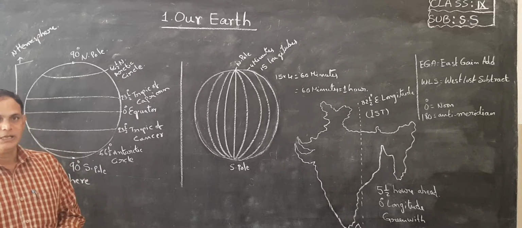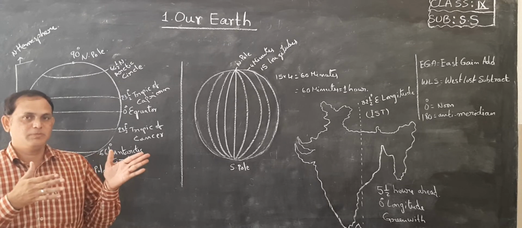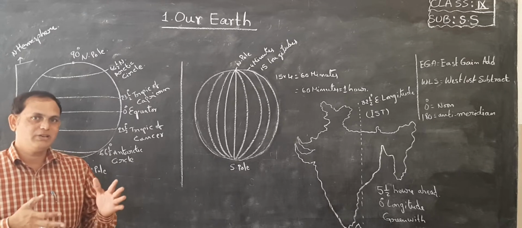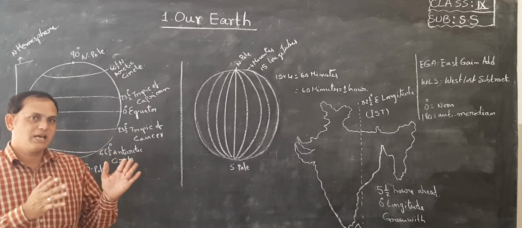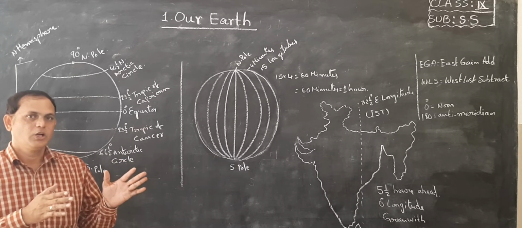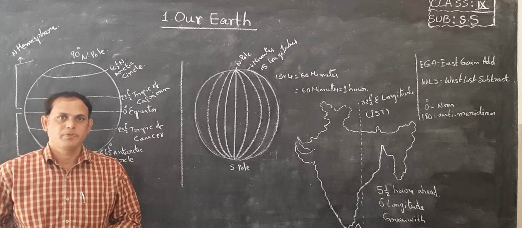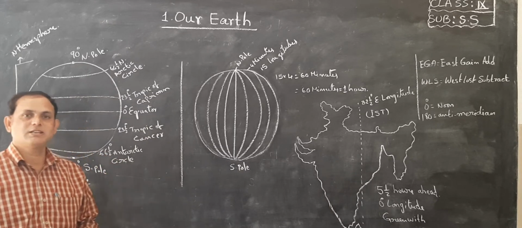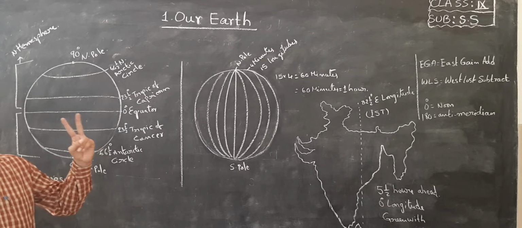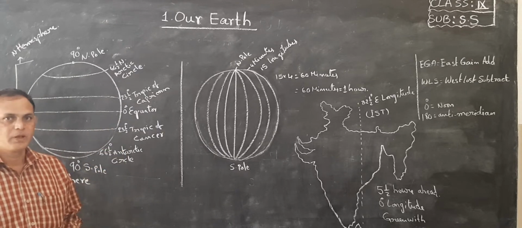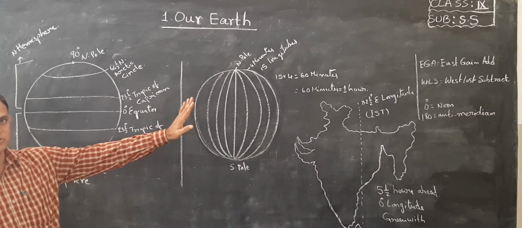Okay, children. Upon the earth, we draw some imaginary lines. Why do we draw some imaginary lines? Because these lines are very useful to locate an exact place or country in the world. So, what are the imaginary lines? Two types of imaginary lines are there, children. First one is latitude, second one is longitude.